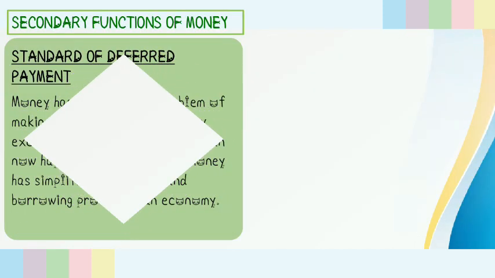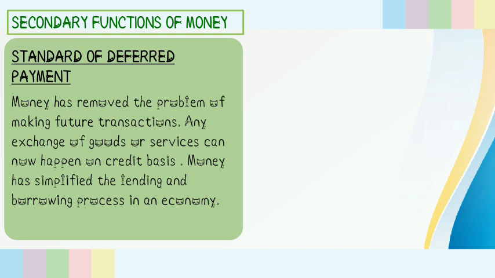Discussing the secondary functions of money, the first one was standard of deferred payment. So with the introduction of money into an economy, the process of making any credit payments or debt contracts, or we can easily say that the lending and borrowing process, has become more simplified.